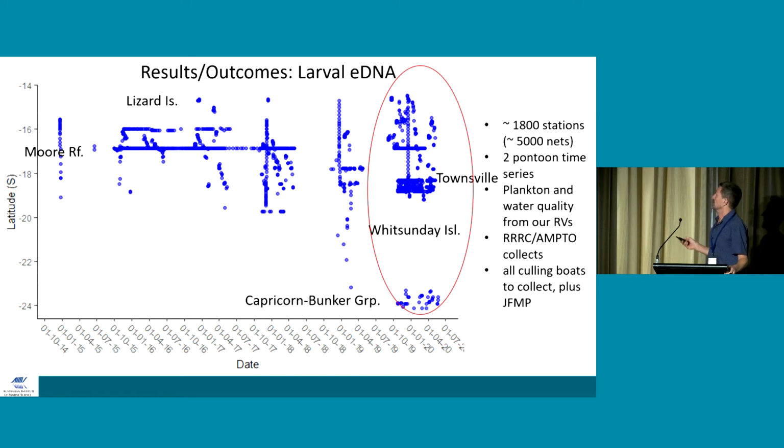We have an amazing data set because we have an amazing amount of helpers and collaborators. Basically, 2 pontoon operators are helping us to collect plankton samples. All COTS boats are collecting plankton samples for us. RRC and MTO collect, and also the Joint Field Management Program collects. So we have a large data set. We're contributing to it ourselves, and we have the ability to quiz these data for all sorts of questions, mainly for where the larvae are and how they're distributed.